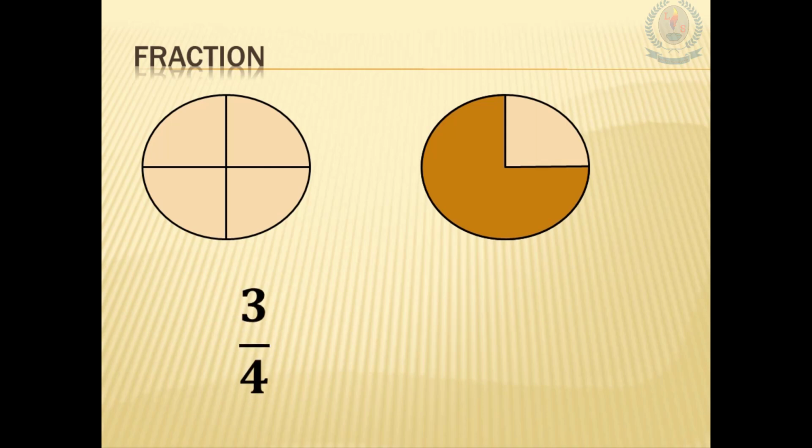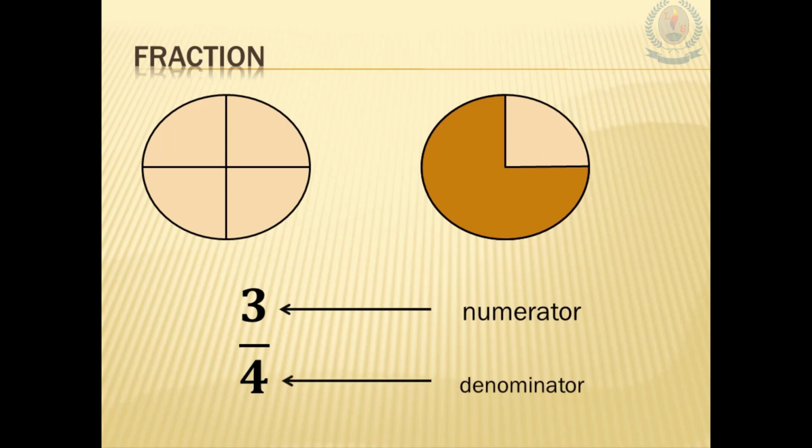Here you can write this shaded part as a fraction 3/4. The bottom of the fraction tells you how many equal sized parts the whole quantity is divided into. The top number tells you how many of these parts are being considered. So this 3 is the numerator and the bottom number is the denominator of this fraction.